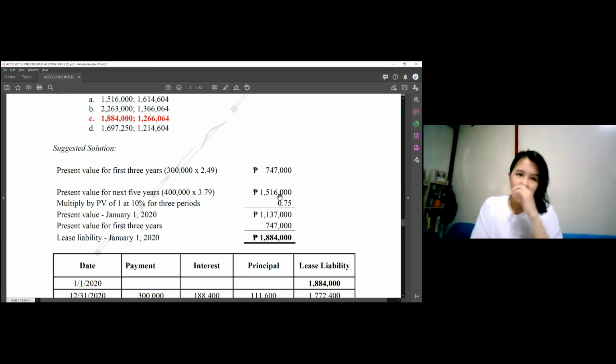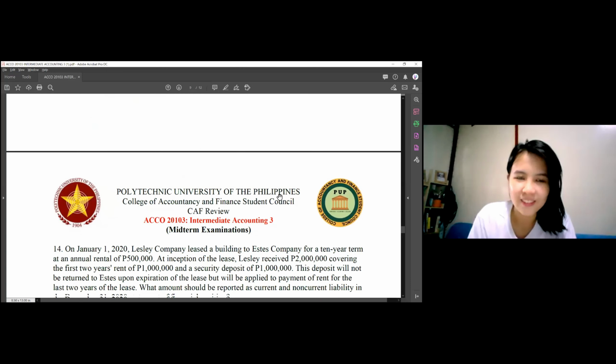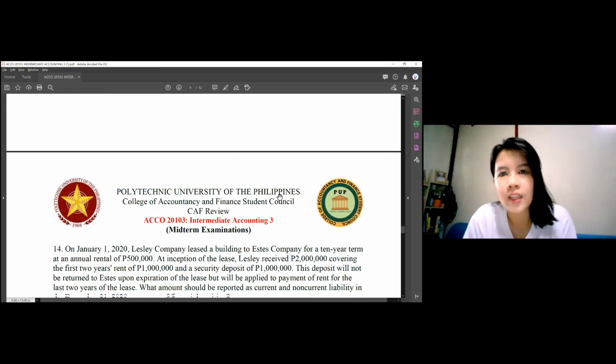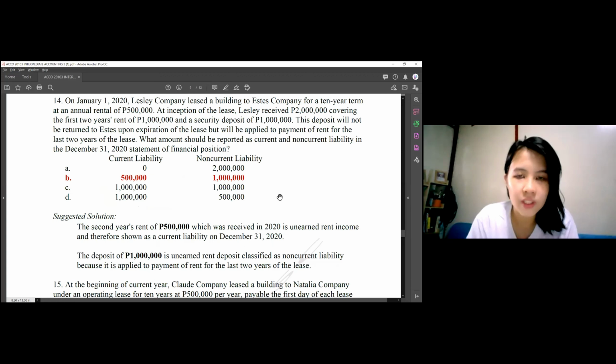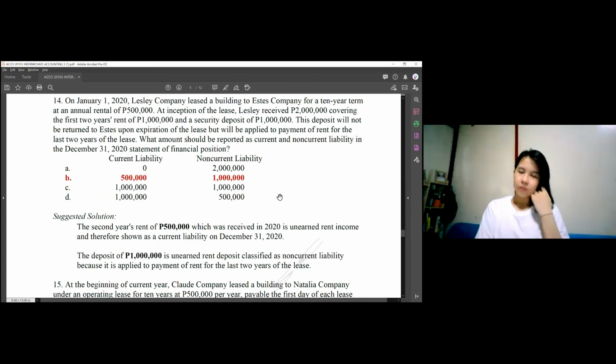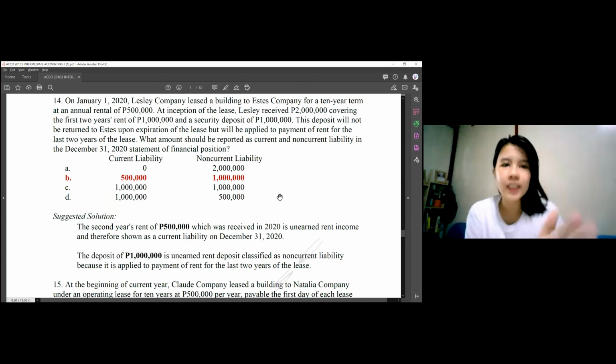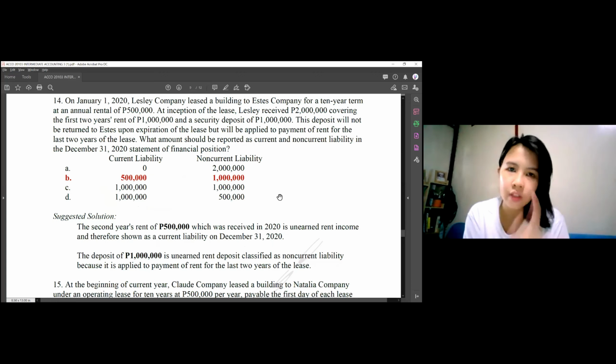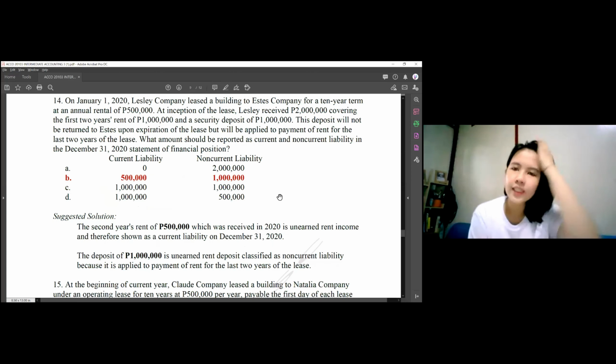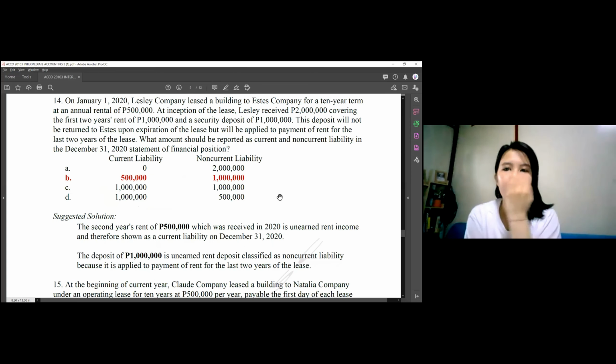Number 14. So, sabi, on January 1, 2020 daw, si Leslie Company ay nag-lease ng building to Estes Company for a 10-year term at annual rental of 500,000. So, si Leslie ang lessor, si Estes ang lessee. Annual rental of 500,000 for 10 years. So, at the beginning of the lease, si Leslie ay naka-receive ng 2 million covering the first 2 years of the rent.